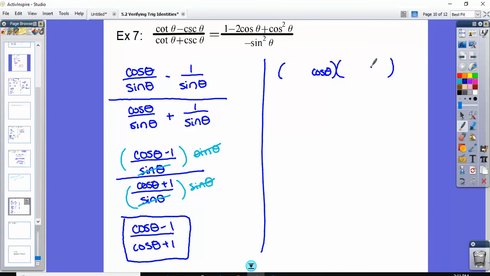Cosine squared just breaks into cosine. Multiply -2 and add, multiply to 1 and add to -2 would be a 1 and a 1. So we have 1 minus cosine and times 1 minus cosine. If you factored it the other way, if you rewrote it, then you would factor it into cosine theta minus 1 times cosine theta minus 1. It's okay, either way, you're going to get the same answer.